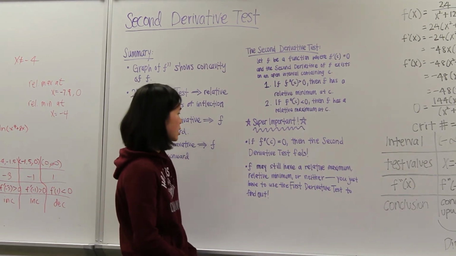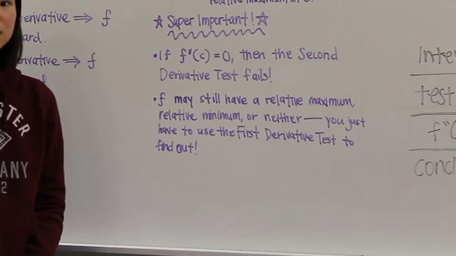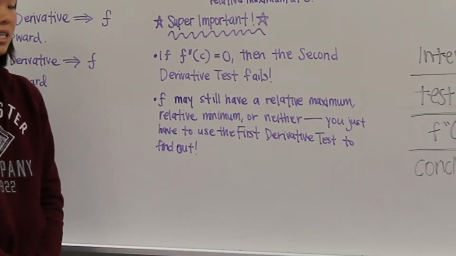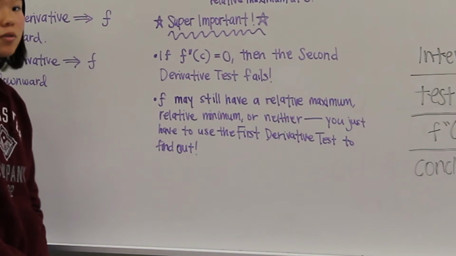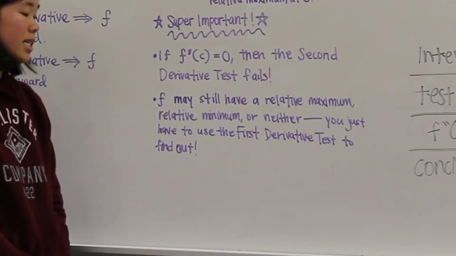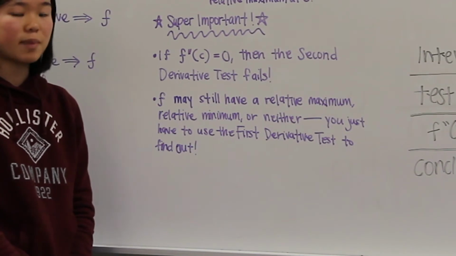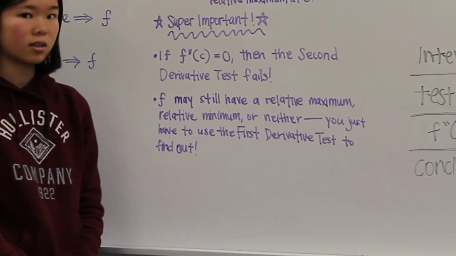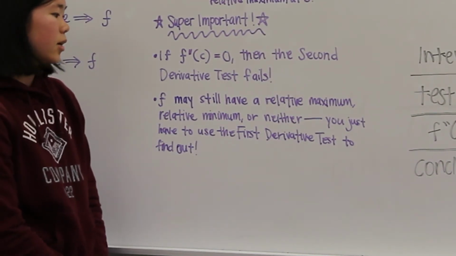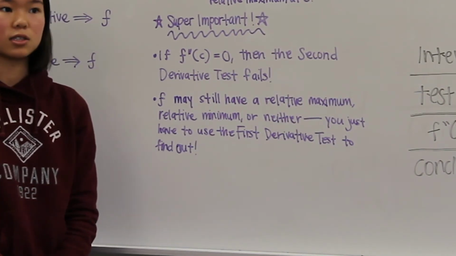It's really important to remember that if the second derivative is equal to 0, then the second derivative test fails. And then we have to move on to apply the first derivative test, which we already explained, because f may still have a relative maximum or relative minimum, or neither. In order to find out, you have to use the first derivative test.